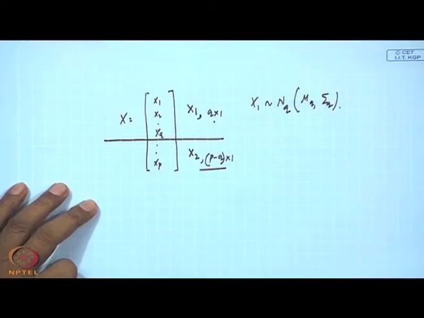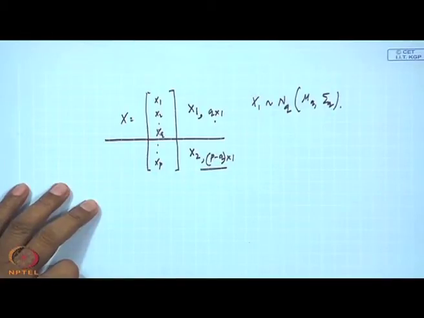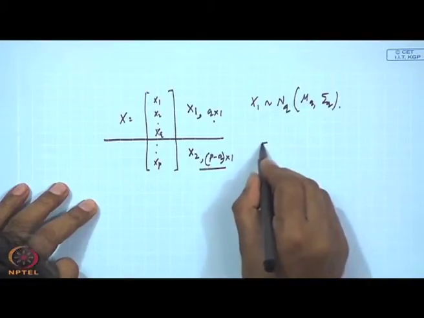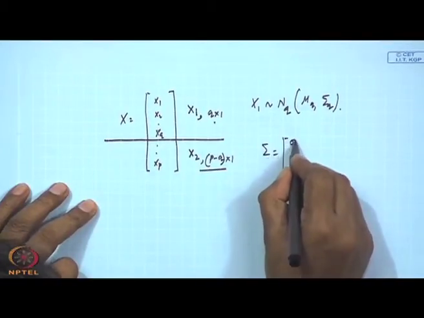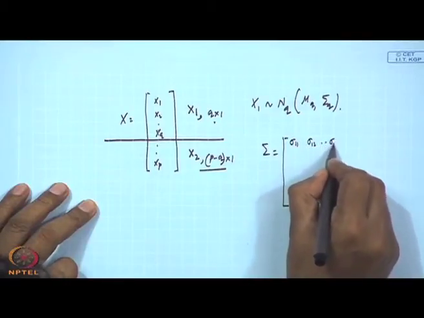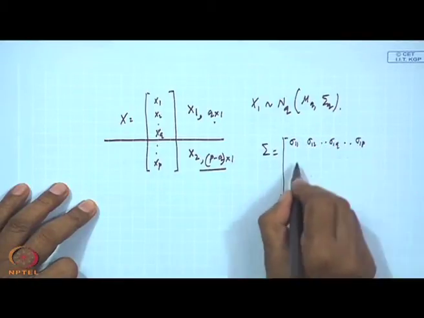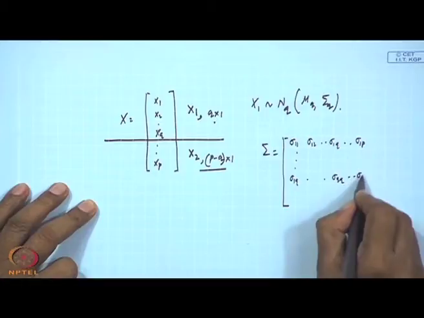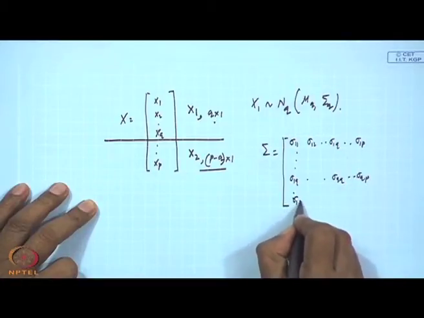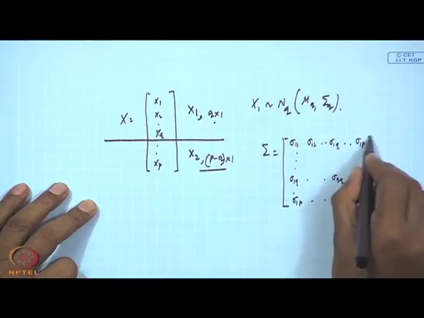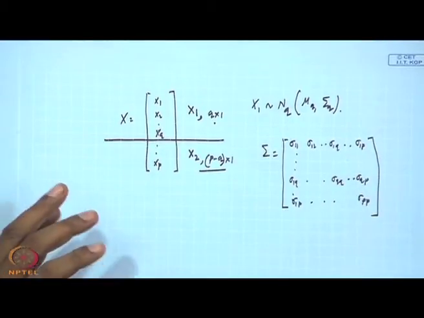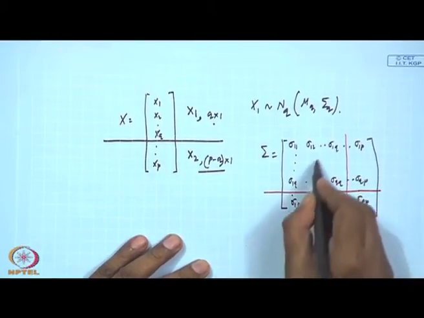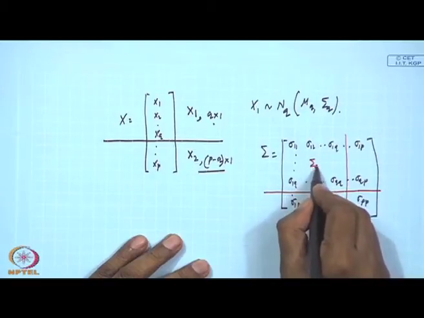What will be the mu? That will be the first q mu's, because the first q variables you have taken. What will be the sigma q? Sigma is now sigma 1 1, sigma 1 2, like sigma 1 q, sigma 1 p. Similarly, here sigma 1 q, then somewhere sigma q q, then sigma q p, then sigma 1 p, then sigma p p. So, you have created a subset with q variables. So, what is happening here now? This is your sigma q.